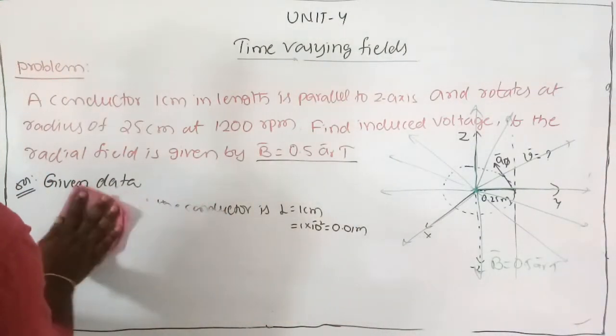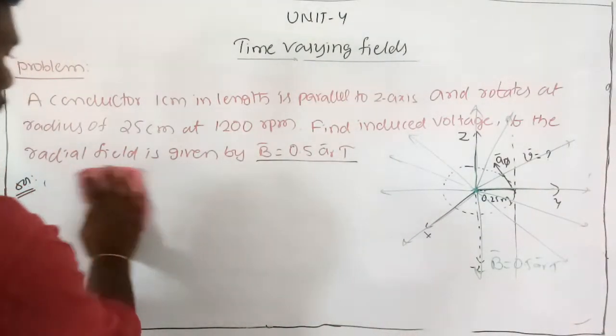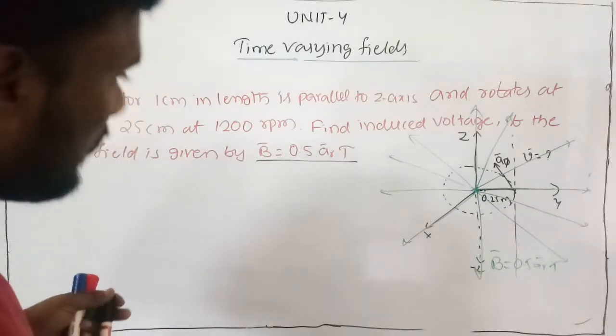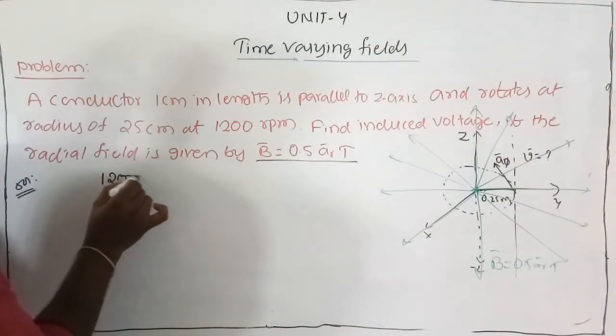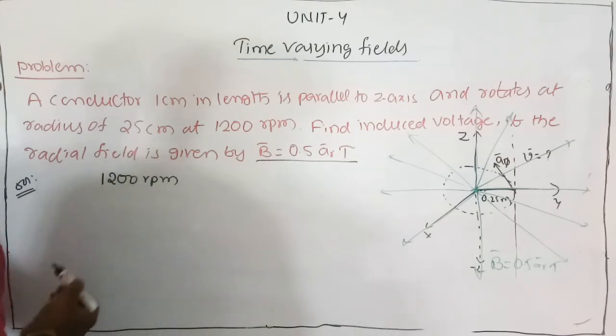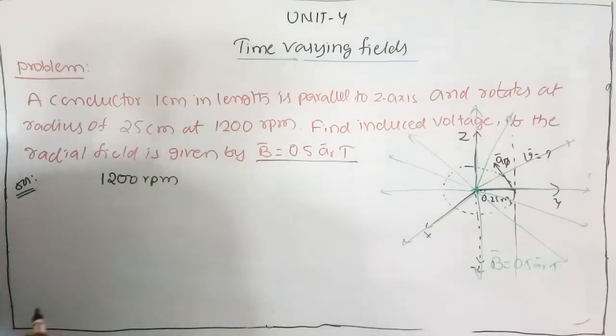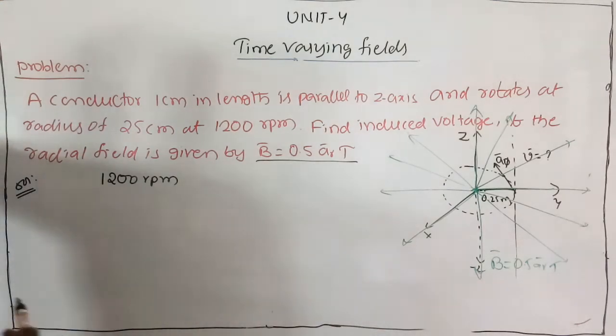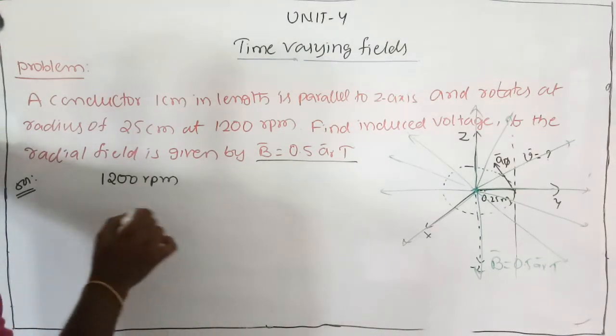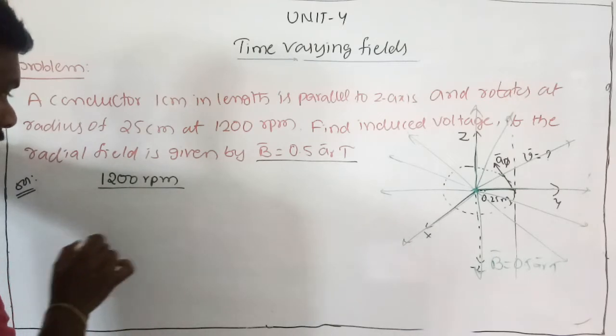This is the hint given to calculate v. The conductor is rotating at 1200 RPM. It is not the linear velocity, it is the angular velocity. Now we need to convert the angular velocity into linear velocity. So what is the meaning of this 1200 RPM?